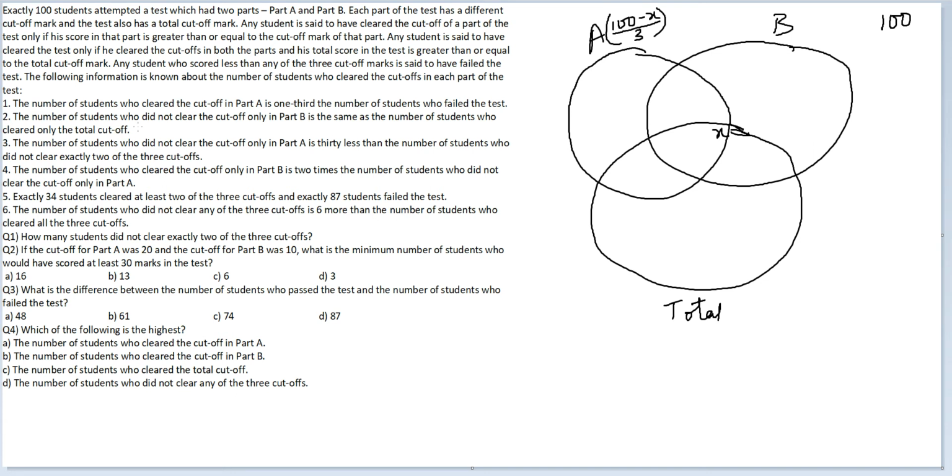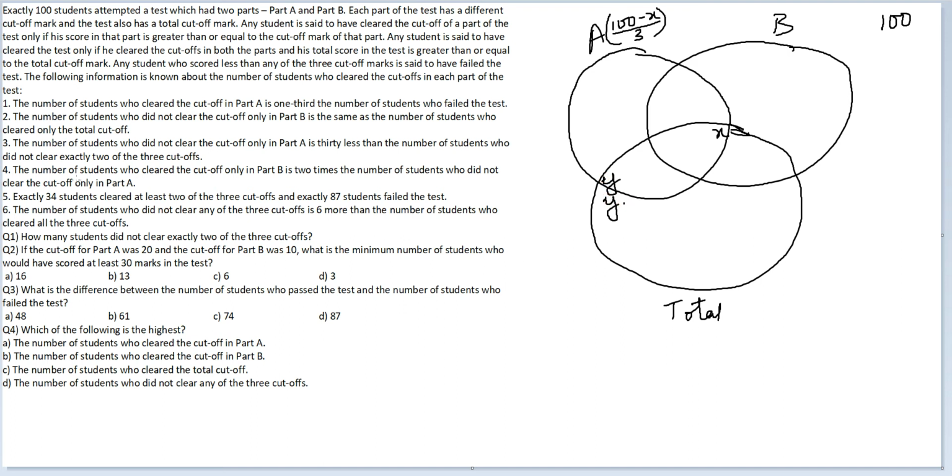The number of students who did not clear the cutoff only in part B. People who did not clear the cutoff only in part B is this region, is the same as the number of students who cleared only the total cutoff. So if this is Y, this is also Y.